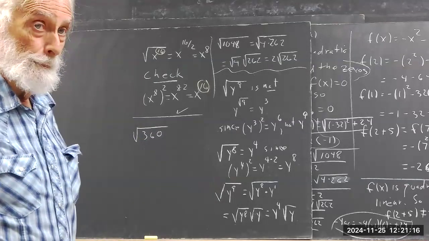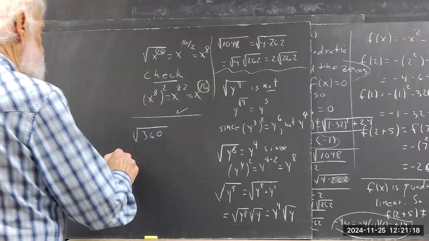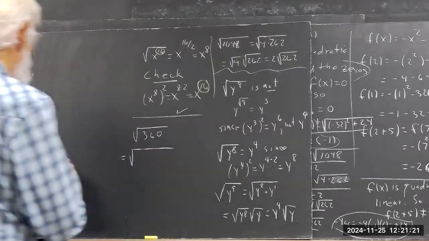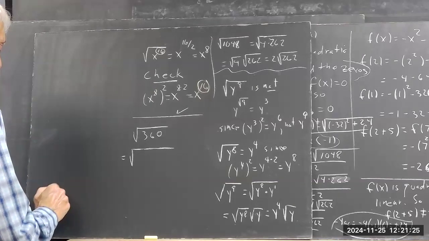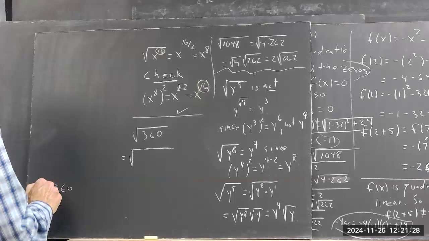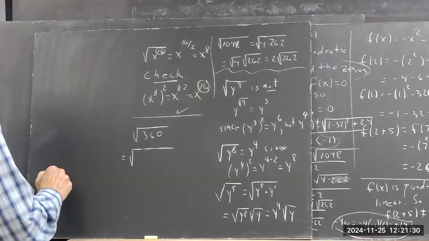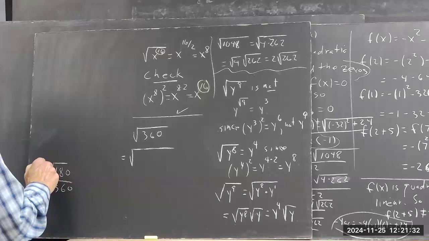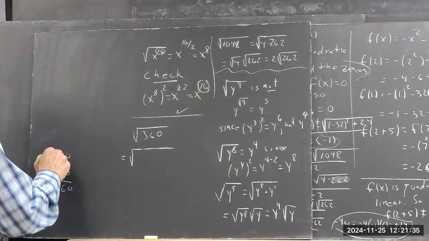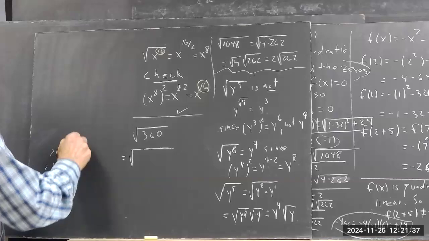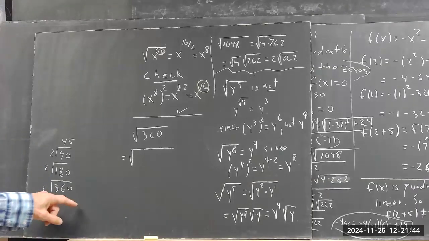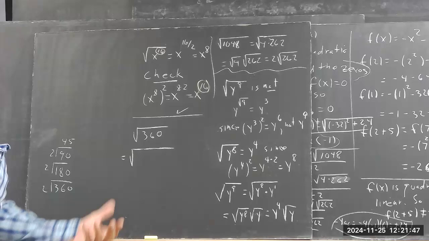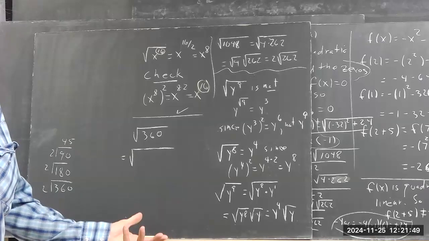360, okay. Now, take 360 and divide it by 2, you get 180. You divide that by 2, you get 90. You divide that by 2, you get 45. You keep dividing by 2 until you can't anymore. And it's easy to see whether you can divide by 2, because if the number ends in an even number, you're going to be able to divide by 2, right?